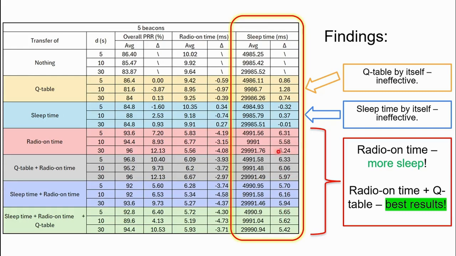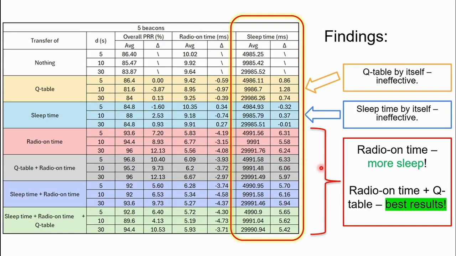And if you notice, all 4 of these cases involve radio on time. Here we have it by itself, and here we have it with combination with some other parameters. Radio on time means more sleep, and the best one among these ones is when we incorporate radio on time with the Q table. It yields the best results, as you can see here. This is the highest value here.